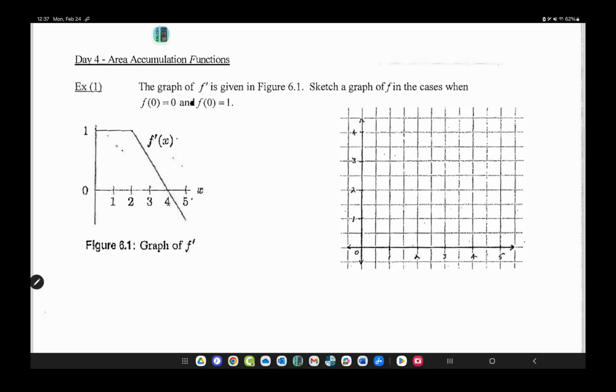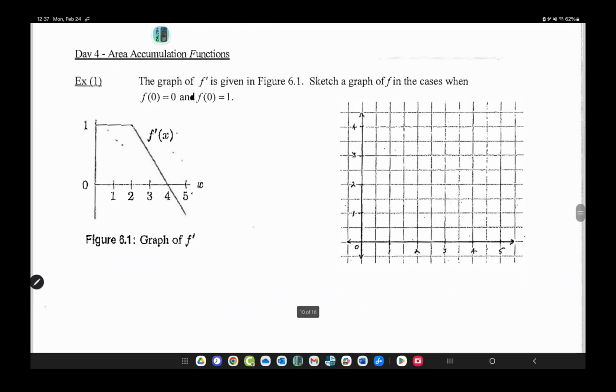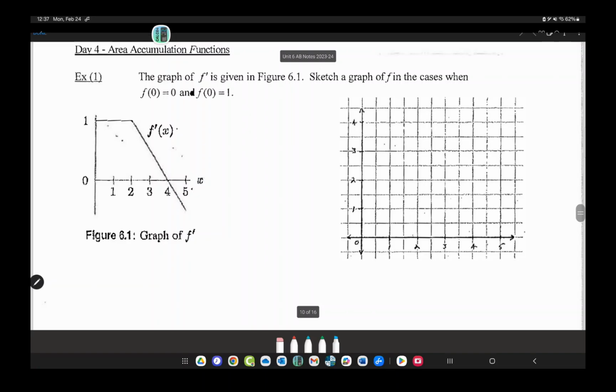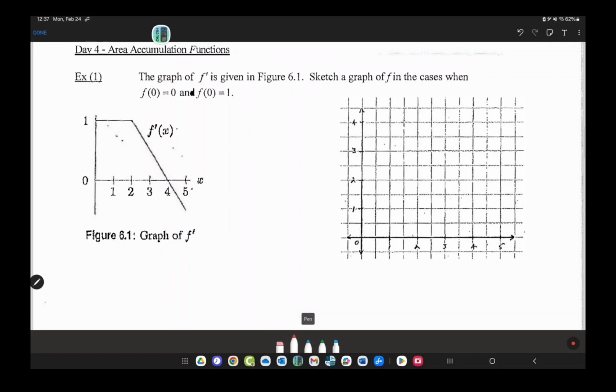All right. So, area of accumulation function. Step 1: the graph of f prime is given in Figure 6.1. Sketch the graph of f in the case where f of 0 equals 0 and f of 0 equals 1. So we have two graphs, one where the initial value is 0 and another where the initial value is 1. So we'll do 0 and 1.